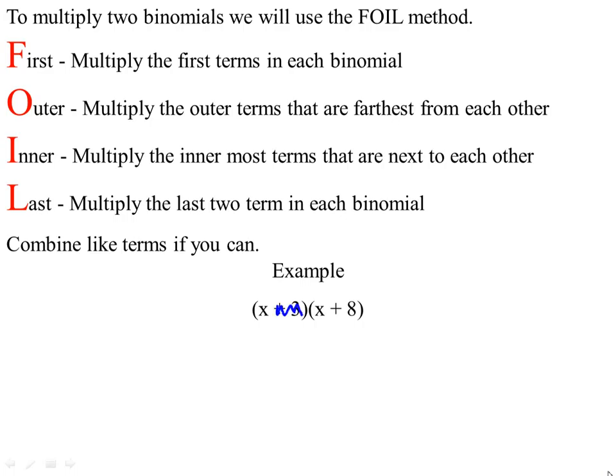So, what we're going to do is we're going to do x times everything in the second group. X times x is going to be x squared. You have x to the first times x to the first, which is x to the second. And then you're going to have x times 8, which is 8x. So you're going to multiply that x times everything in the second group. Then you're going to multiply that positive 3 times everything in the second group. So 3 times x is 3x, and 3 times 8 is 24.